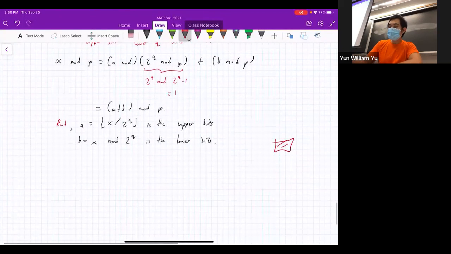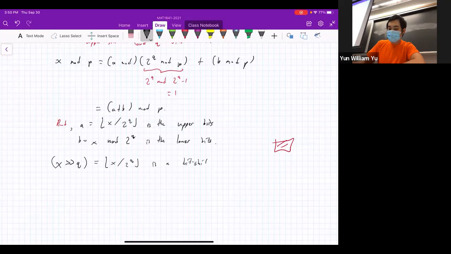And why is this helpful? Because this means that we have a very simple algorithm for computing this using the bit operations of a modern computer. Note that if you do a right shift by q, this is the same as x divided by 2 to the q, a bit shift to the right. And we also have that x and p, since remember p was this prime that we had, is precisely x mod 2 to the q, a bit mask operation by p.